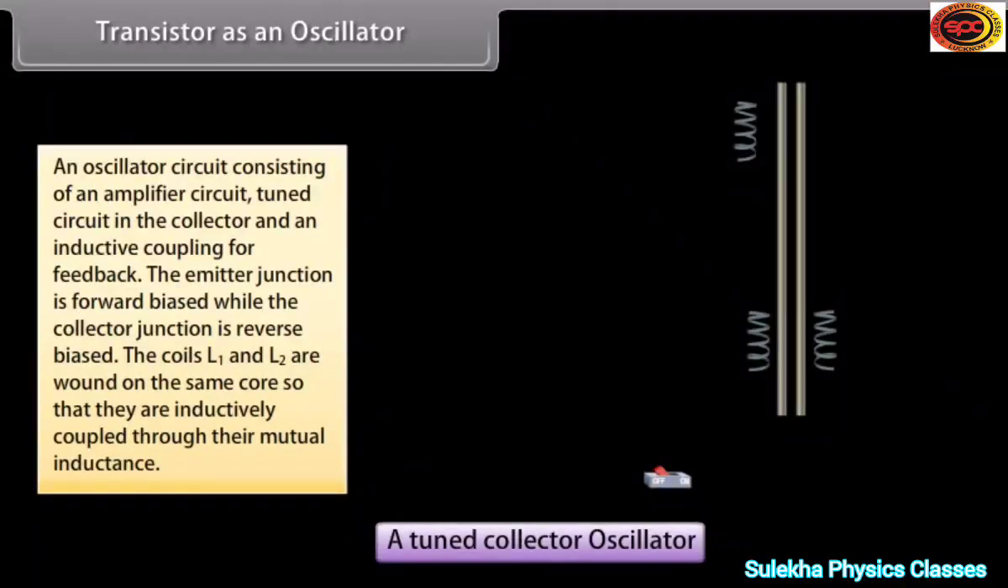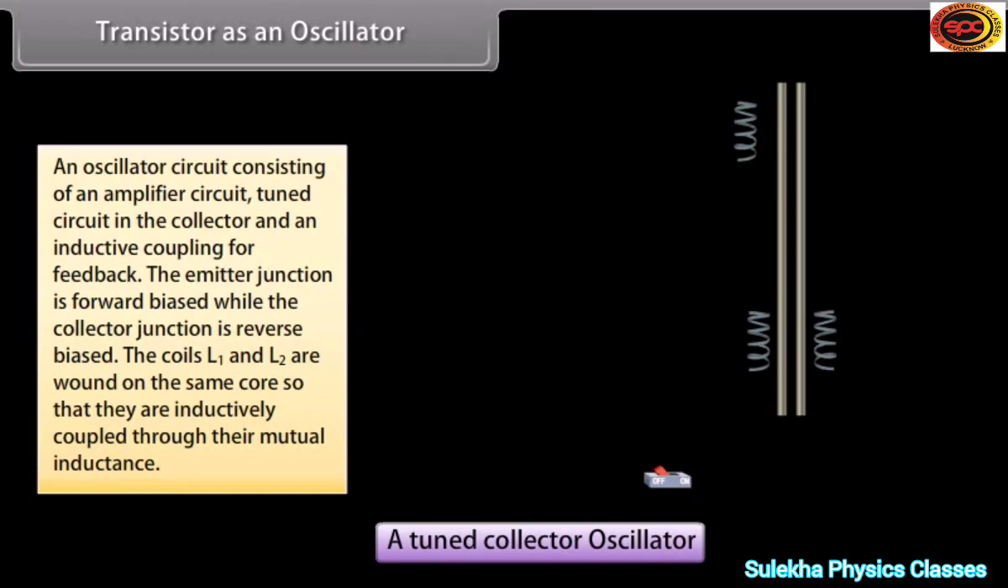An oscillator circuit consisting of an amplifier circuit, tuned circuit in the collector and an inductive coupling for feedback. The emitter junction is forward biased while the collector junction is reverse biased. The coils L1 and L2 are wound on the same core so that they are inductively coupled through their mutual inductance. On pressing the key, collector current suddenly starts flowing through L1.